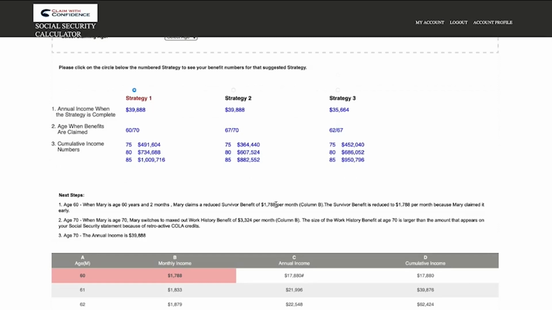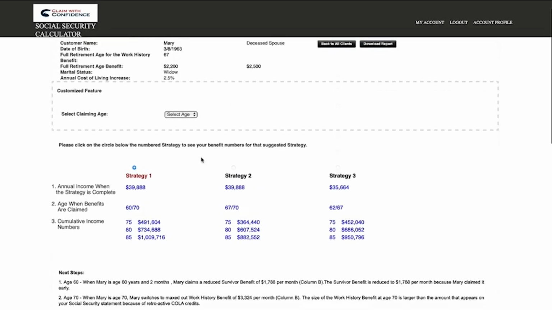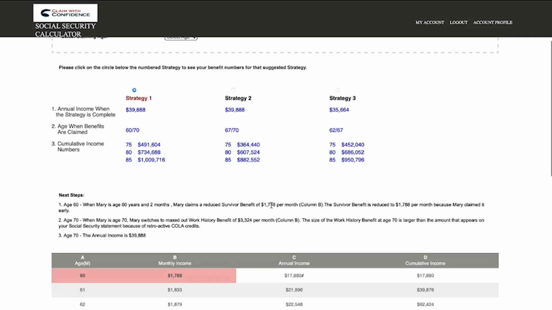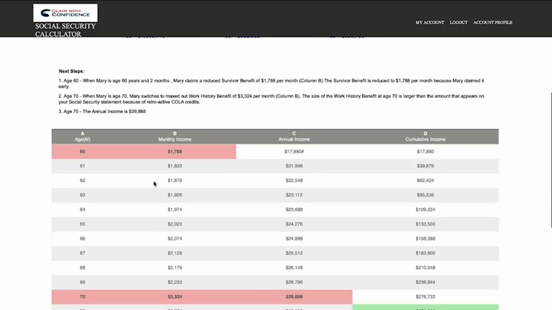And while she's receiving these survivor benefit monthly payments, she continues to delay claiming her own benefit, this $2,200 a month. And that grows by a minimum of 6 to 8% per year up until age 70. So she collects all these survivor benefit payments, and then at age 70, she switches to her maxed out benefit, her own benefit, which has grown to $3,324 per month. So now if we scroll down here, we see the chart and it shows you exactly how this works.